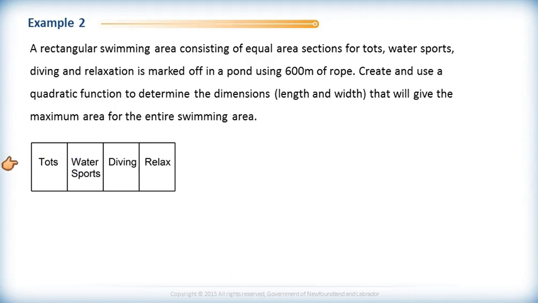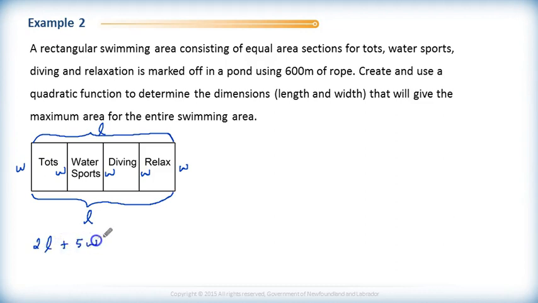Now let's first decide which parts get rope. Well, we're going to use rope to form this side and this and this and this and this, plus all of this side and all of this side. So we have 5 W's taking up rope. I could call these little pieces L's, but it's a little easier, I think, to call this whole side L, because we want the entire swimming area, that whole big rectangle, to be maximized. So we have L there and L there. Therefore, 2L plus 5W gives us 600 meters of rope.